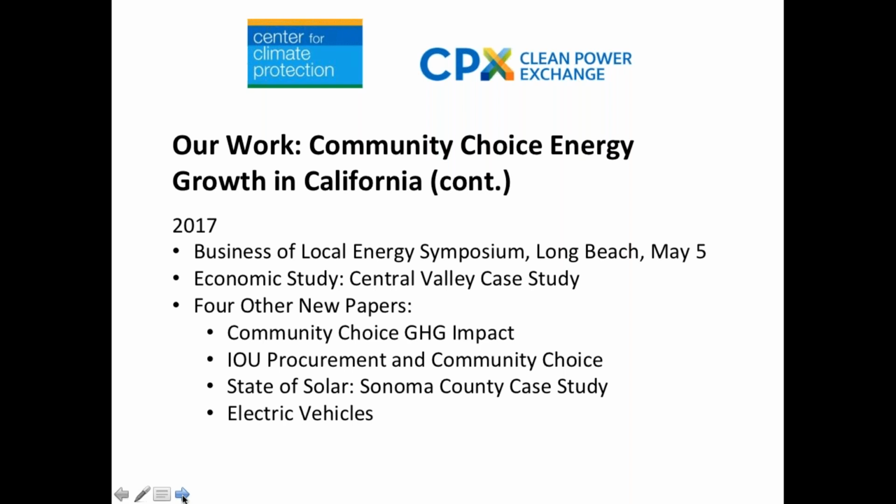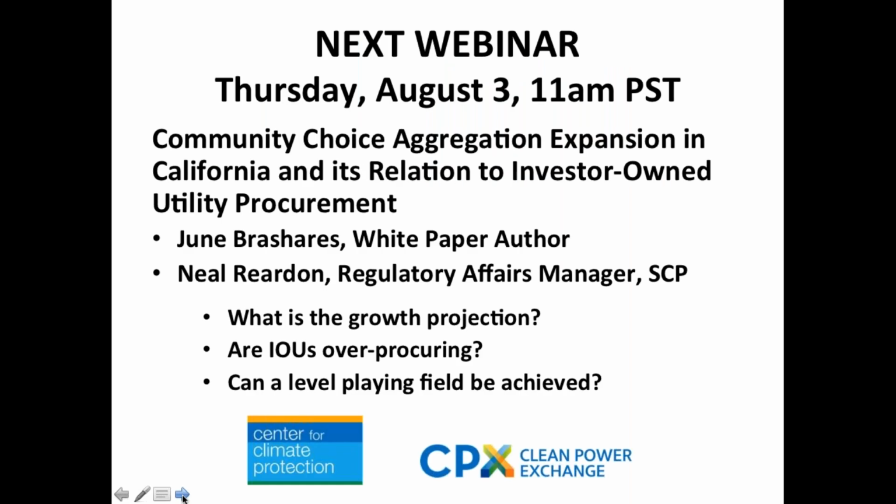Let's see. So our next webinar is going to be on Thursday, August 3rd, 11 to noon. And this one is going to focus on one of those recent white papers that looks at the projected growth of community choice in the state and the relationship of that growth to the procurement that's occurred historically and currently for electricity customers. Mark your calendar. We should have the registration page open next week.